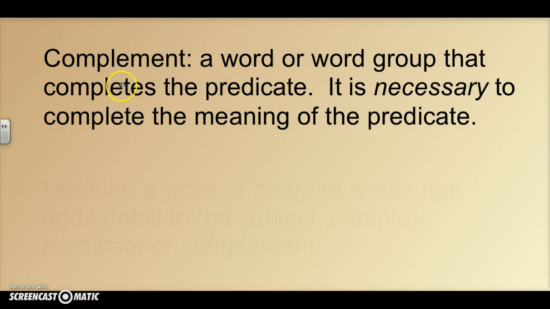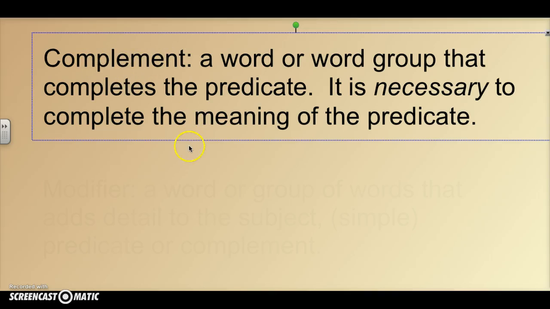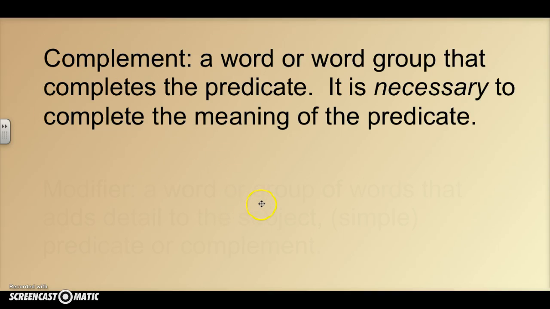And I do want to point out really quickly that complement is spelled with an E here, not an I. Complement with an I is saying something nice. Complement with an E is the part of a sentence.